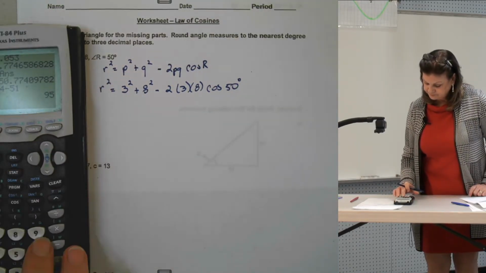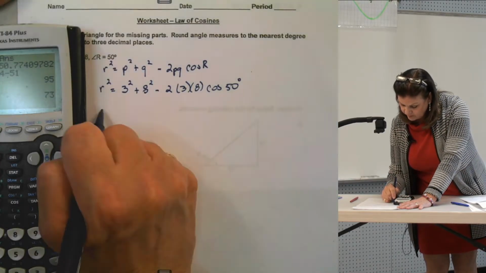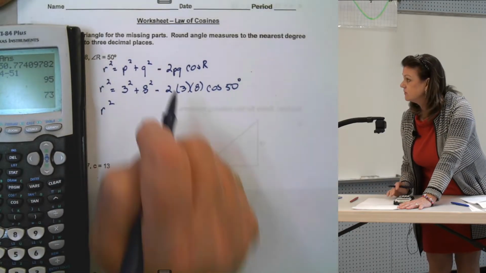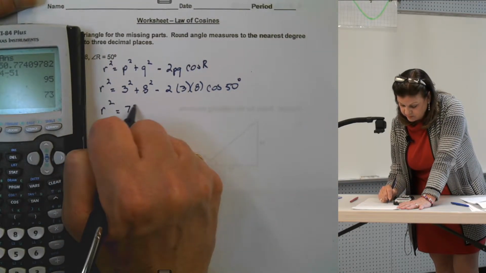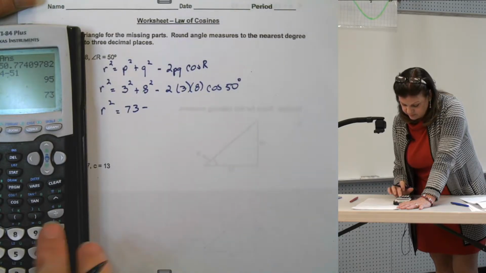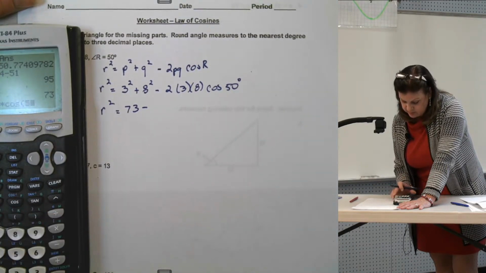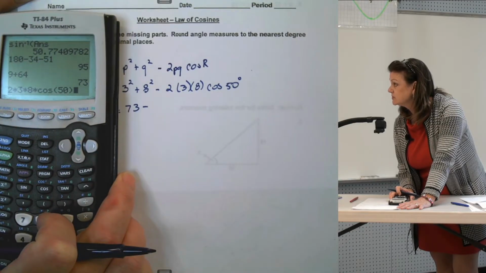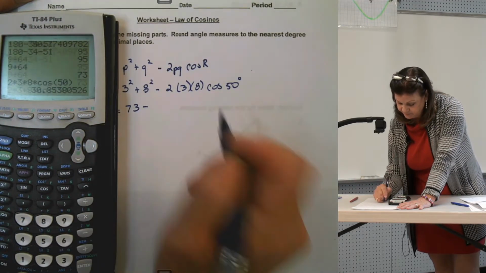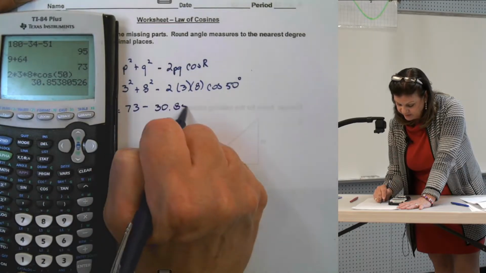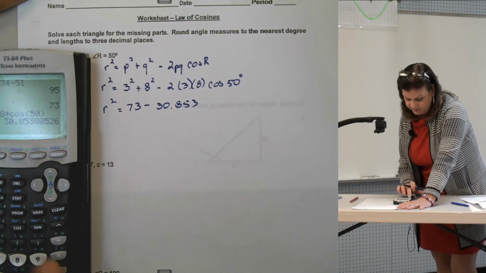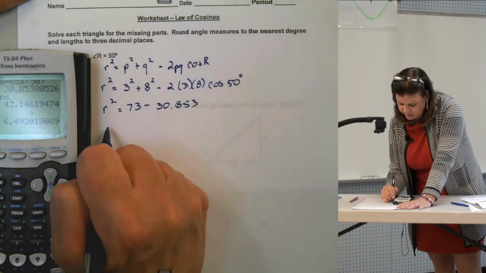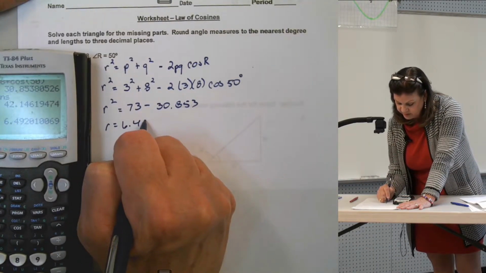Again, resist the temptation to subtract those. I don't. You can add 9 to 64. Then 2 times 3 times 8 times cosine 50 is 30.853. So 73 minus that. Take the square root, and you get an R value of 6.492.